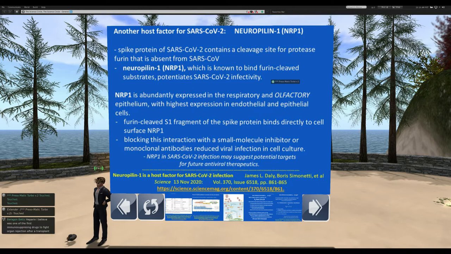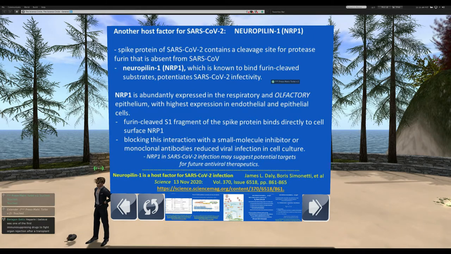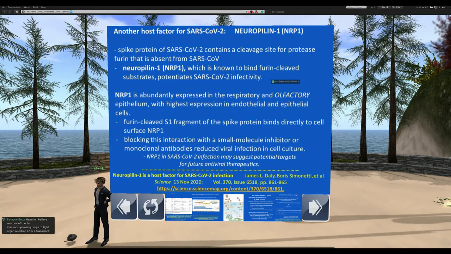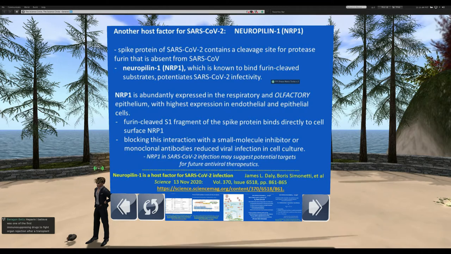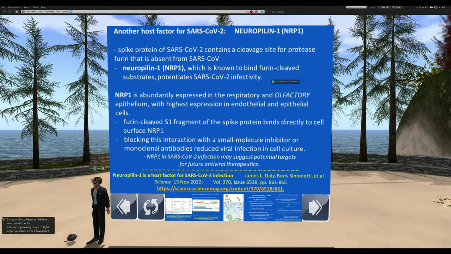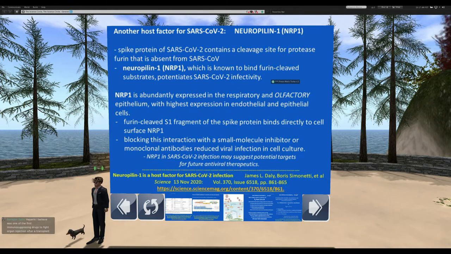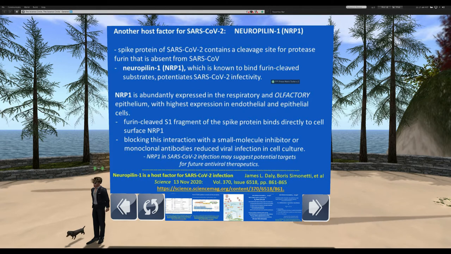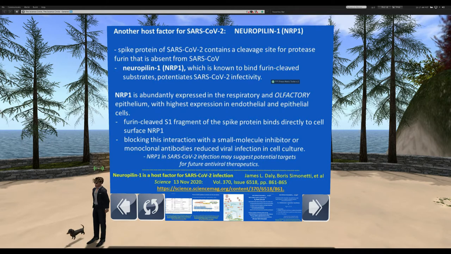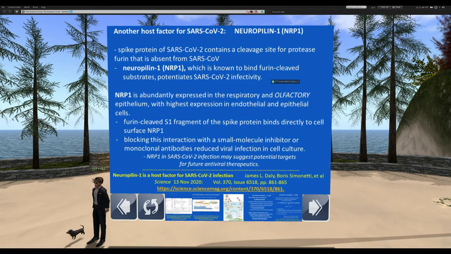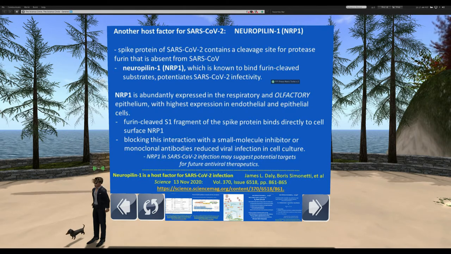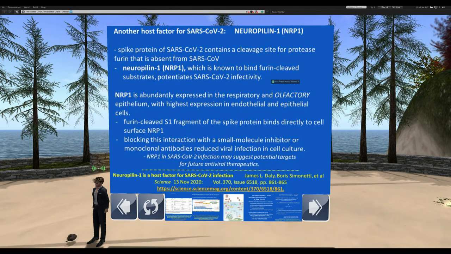One is that neuropilin is really abundant, not just in the respiratory system, but also in olfactory epithelium. And that may have something to do with the way people lose their sense of smell at the beginning of these infections. And one of the long-term effects, a few people never get their sense of smell back so far. And some have dysosmia, where things just don't smell right or they don't smell pleasant. That probably does some permanent damage to olfactory epithelium.